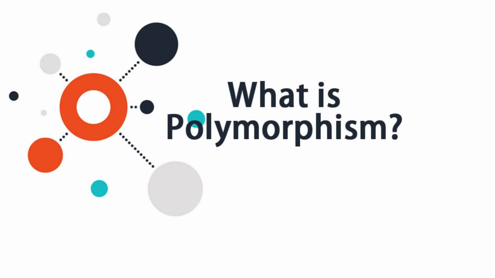So now it is time to discuss polymorphism. Polymorphism in object-oriented programming refers to the ability of different classes to be treated through the same interface, enabling the objects of various types to be used interchangeably.